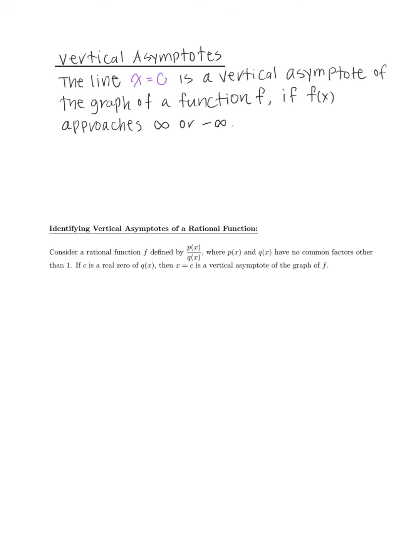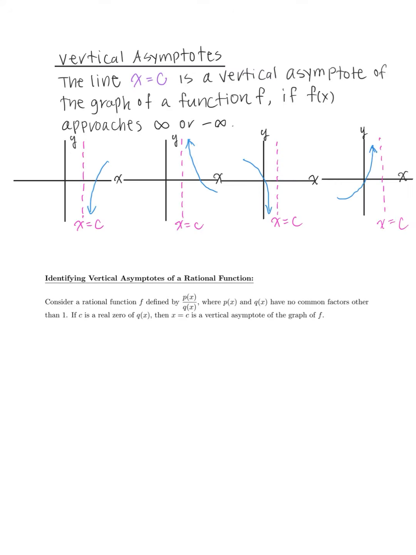Our next topic is to analyze the vertical asymptotes. Now, picture-wise, we know what the vertical asymptotes are going to look like. But here, it says the line x equals c is a vertical asymptote of the graph of a function f if f of x approaches infinity or negative infinity. So let's take a look at this graphically here. So pretend that x equals c, this dotted line, is the vertical asymptote.